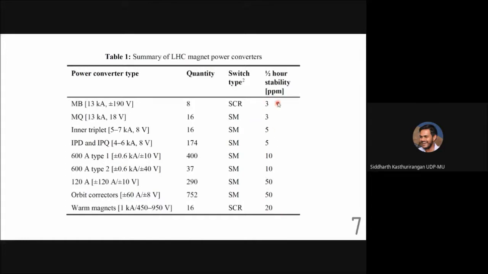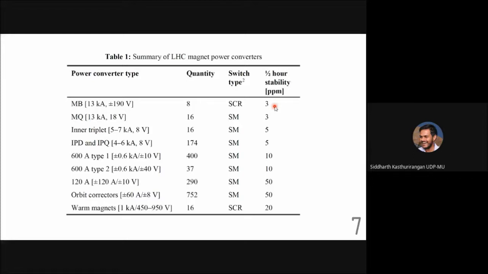All of these numbers are in parts per million, which means that if the current through this magnet is a certain value, then it will not vary by more than 0.003%, kind of 0.0003. Very, very small value. It is parts per million. So if the current is, let us say, 1 kiloampere, then the variation will be less than plus or minus 3 milliamperes. Extremely small variation.